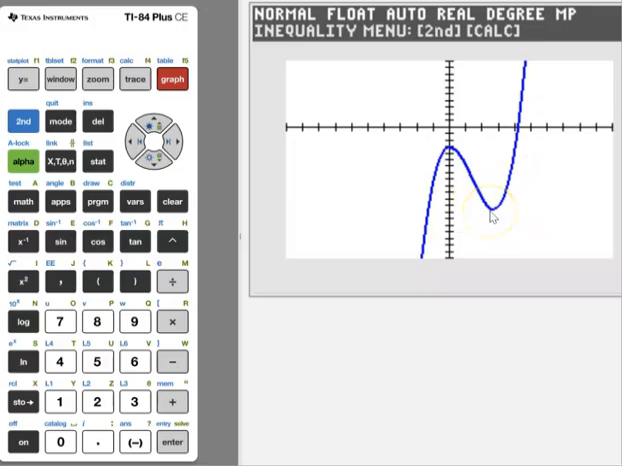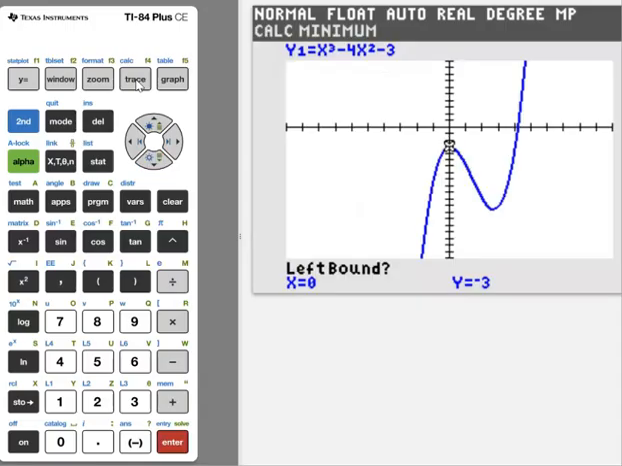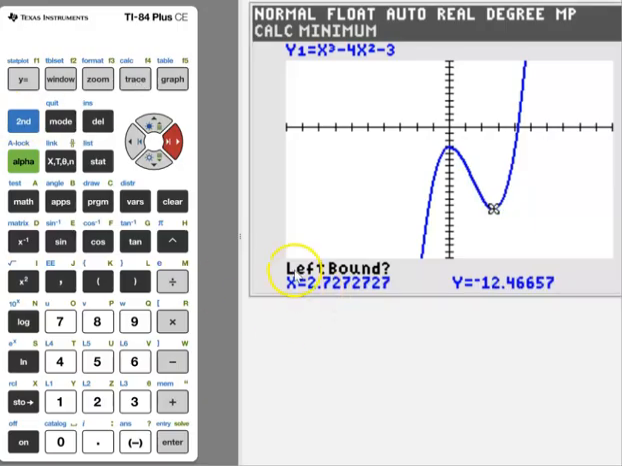All right. So to find that minimum, I'm going to go to second trace, which is my calculate menu. And I can find the maximum or the minimum here, right? So I'm finding the minimum. And I think my minimum is right about here. So you can see it's asking me for a left boundary. So I'm going to go to the left and hit enter. Now it's asking me for a right boundary. So I think my minimum's about right here. So I'm going to go to the right and hit enter.